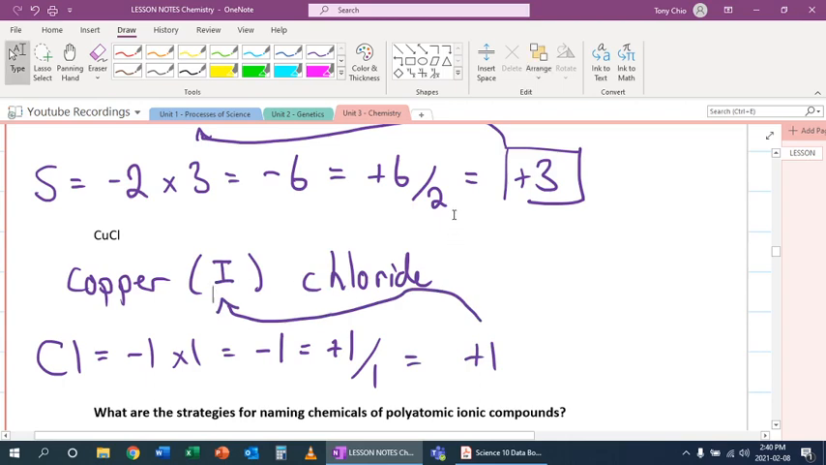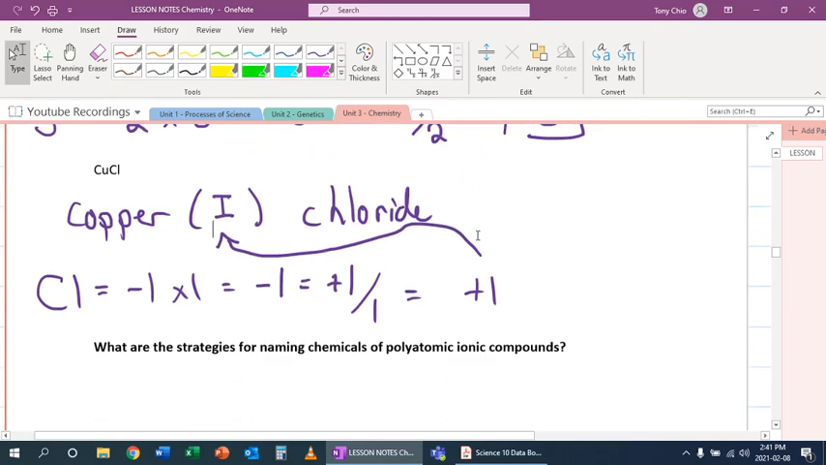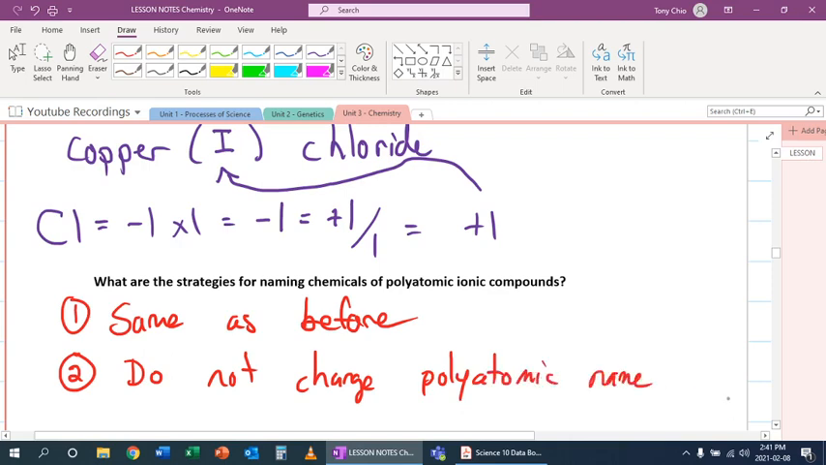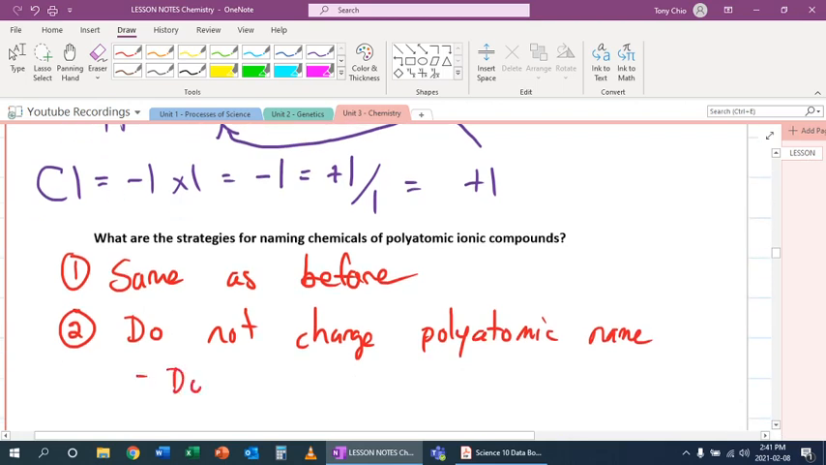Our last example is what happens if we now need to write the names of our polyatomics. Well, this is actually the easiest one. The reason why is because, number 1, you still use the same rules as before, but for number 2, do not change the polyatomic name at all. So don't change this ending to "ide." Okay? Do not change ending. So the easiest one. Let's take a look at our example here.